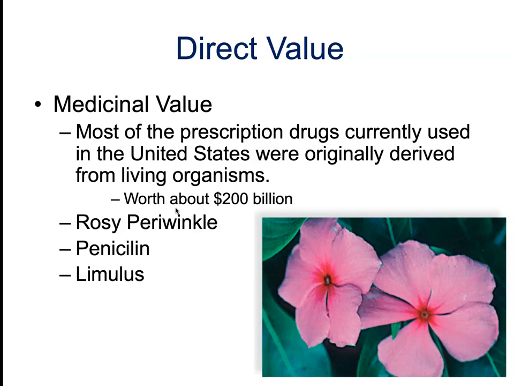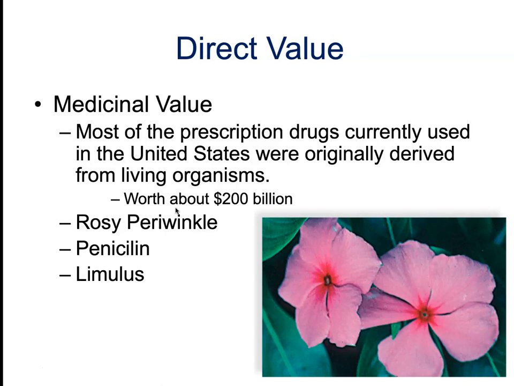Just an example of some of the medicinal value that we've derived from biodiversity would be the rosy periwinkle. It's a flower from Madagascar. It's a tropical plant that has provided us with useful medicines. Potent chemicals from this plant are now used to treat two forms of cancer, leukemia and Hodgkin's disease. And these drugs have significantly increased survival rates for children with these cancers, from 10% to 90%.